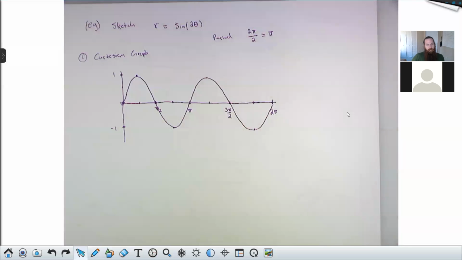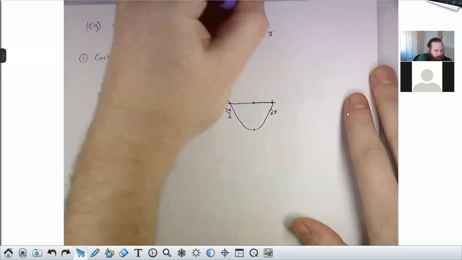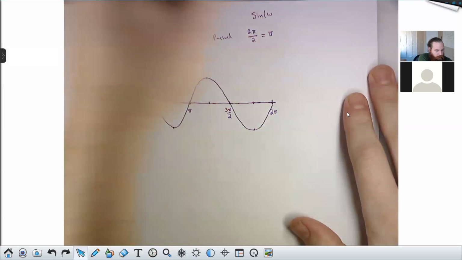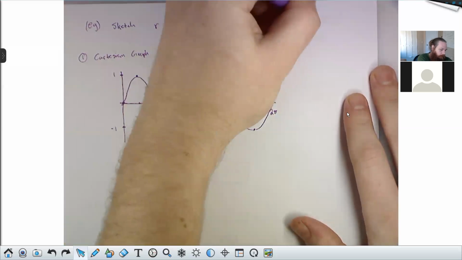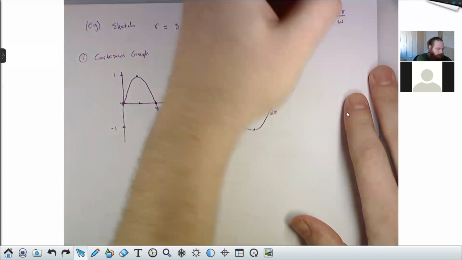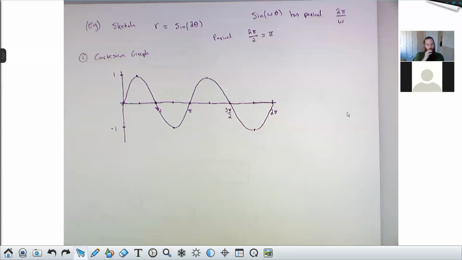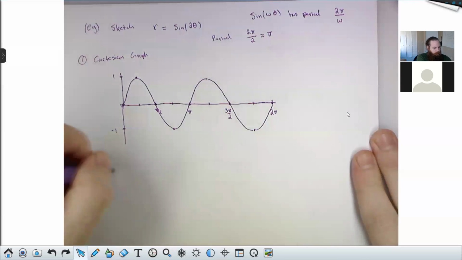So sketching this graph shouldn't be intimidating, right? This is something that we learned how to do back in trigonometry and hopefully never forgot, but you may need to recall the formula for the period. So remember, sine of omega t or omega theta has period 2 pi over omega. The same is true for cosine. So now we'll want to translate this into a polar graph.